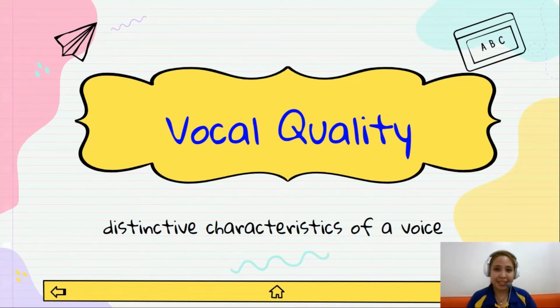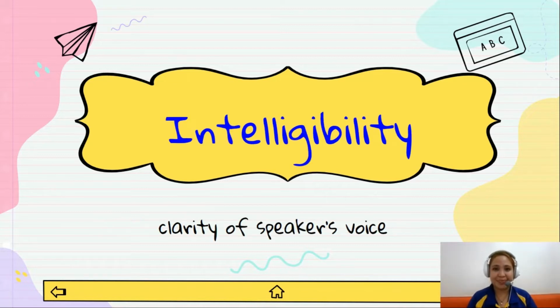First is the vocal quality. It refers to the distinctive characteristic of a speaker's voice. When you say distinctive characteristic, you can be recognized because of your voice. There are voices which are bass. There are voices also which are so thin. It depends upon its timbre. And more likely, we can recognize a certain singer just by hearing their voice. So that refers to vocal quality.